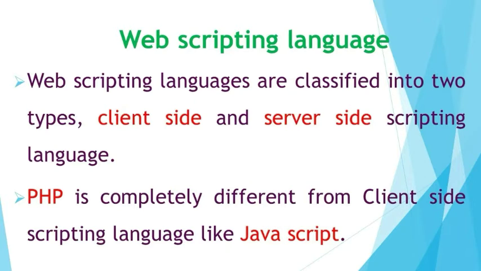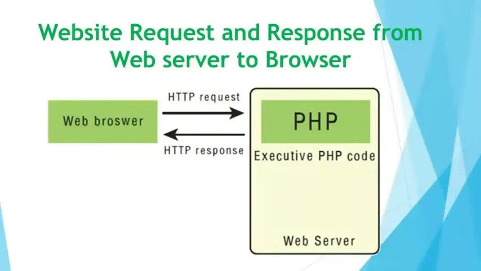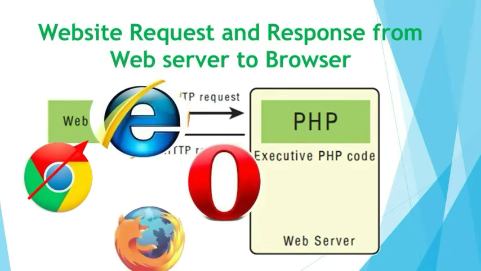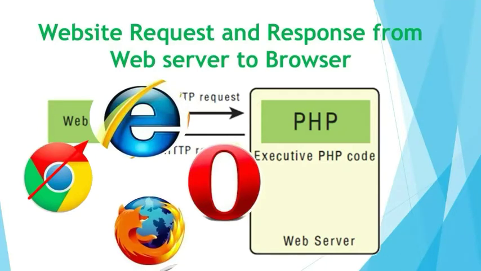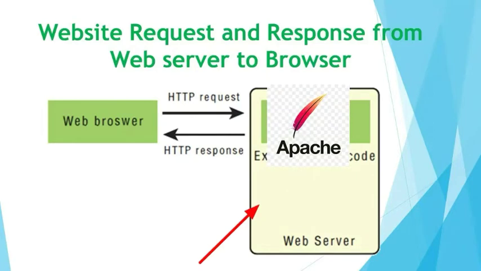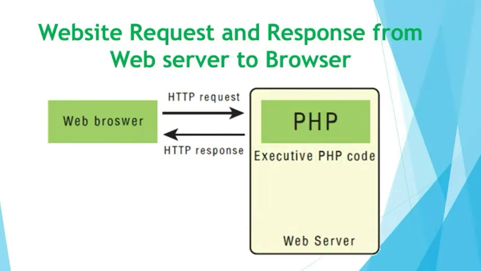Okay. Next, let us see website request and response from web server to browser. This is the web browser. Tell me the examples for web browser. Google Chrome, Opera, Internet Explorer, Mozilla Firefox. These are the examples for web browser. And see, this is the web server. Tell me the examples for web server. Apache, Microsoft IIS, etc.